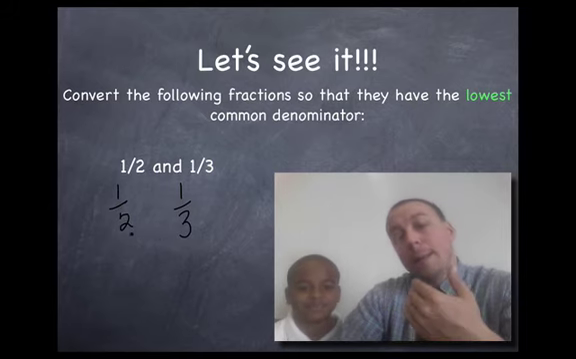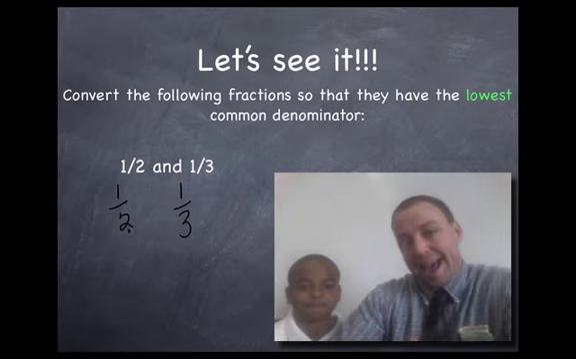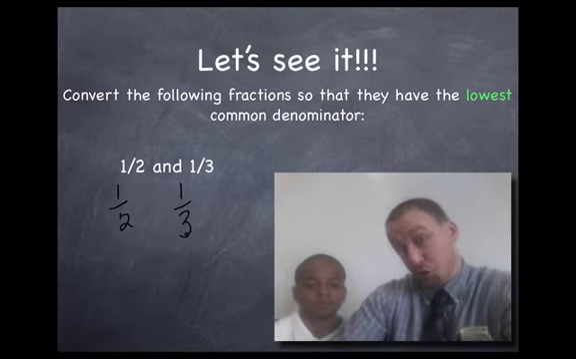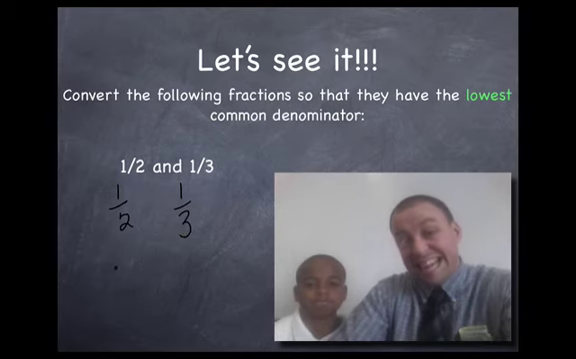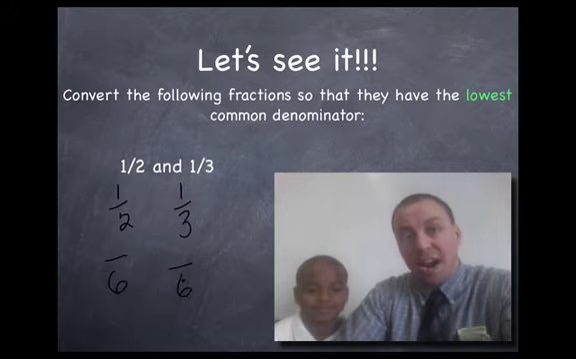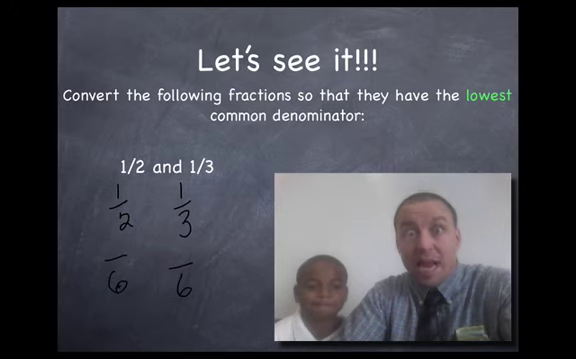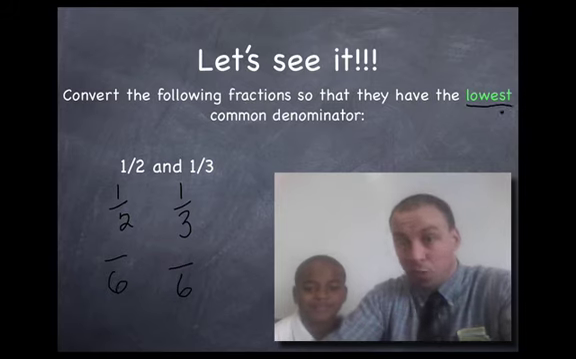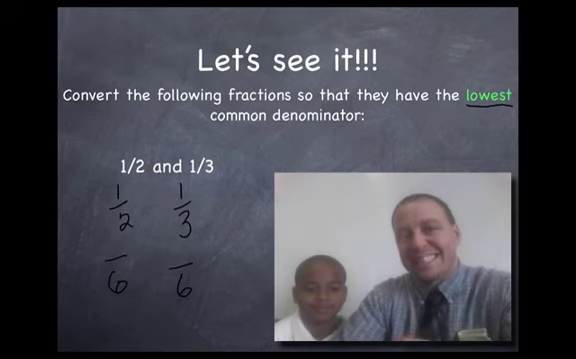Okay, so then the next thing you're going to ask is, what's the lowest multiple that both 2 and 3 share? Do you know the answer to that, Daniel? Yep. What is it? 6. It is 6. Okay, so 2 and 3 share many multiples, but the lowest one, the smallest one that they share, is 6.